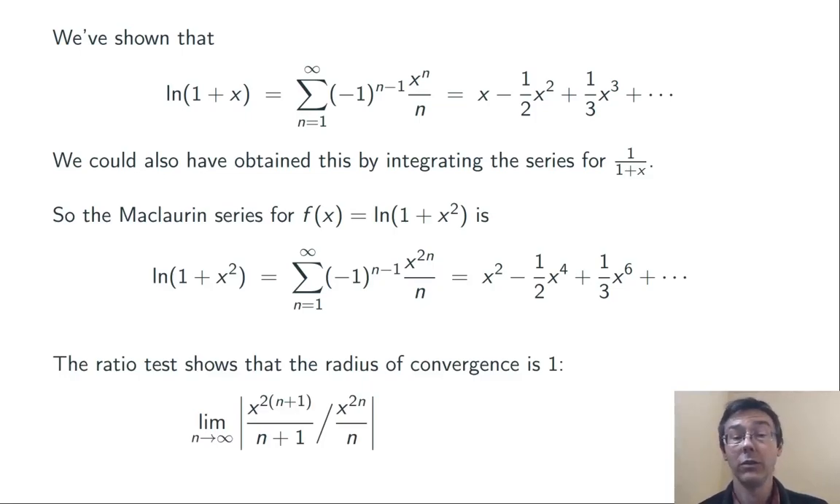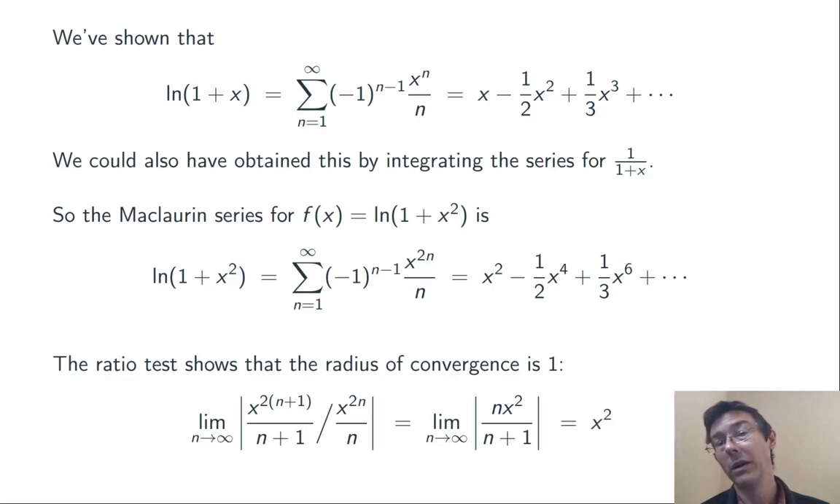Let's check the interval of convergence. We take the limit as n goes to infinity of the ratio of adjacent terms in absolute value. Do some cancellation to get the limit as n goes to infinity of the absolute value of n x squared over n plus 1. The n over n plus 1 is just going to 1, so of course I'm getting x squared. The ratio test says that the series will converge when this is less than 1, and therefore this series has a radius of convergence of exactly 1.